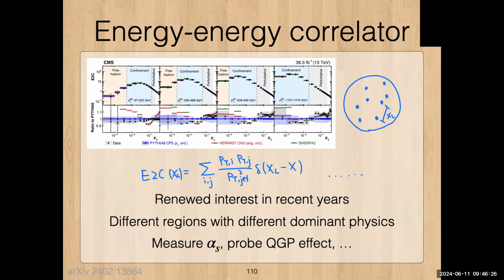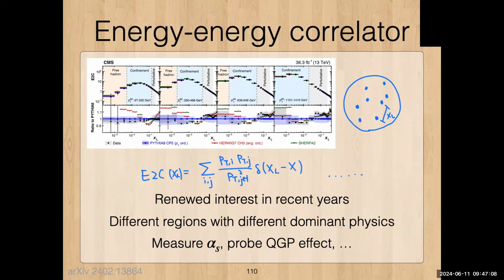The good thing about this is that because it is separated by angular scale, the different regions will have different dominant physics. Here's one example from CMS. This is the opening angle of the pair. Down here, when things are very close to each other, it's dominated by hadronization effects. They say free hadron, but it's dominated by hadronization effects. When you have large angle, it's dominated by perturbative effects, so that's where the parton shower is most dominant. And then there's the transition region, kind of the onset of confinement.